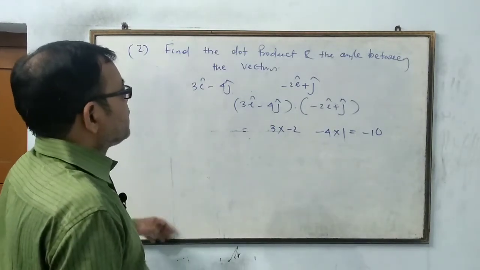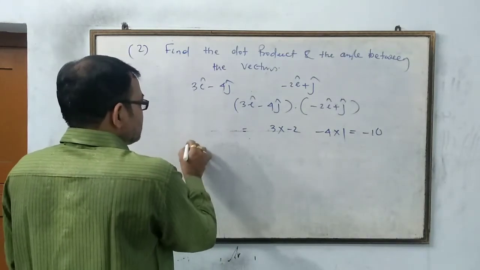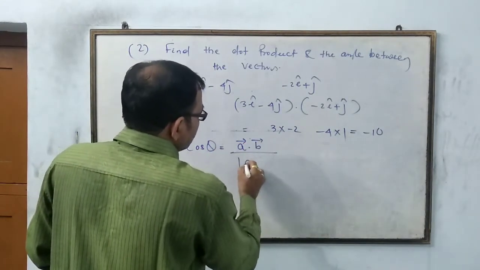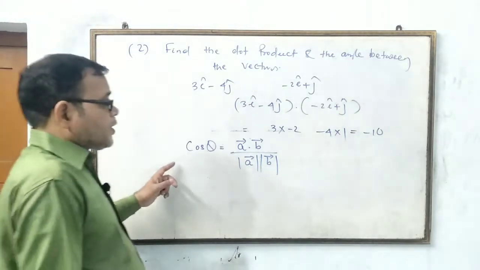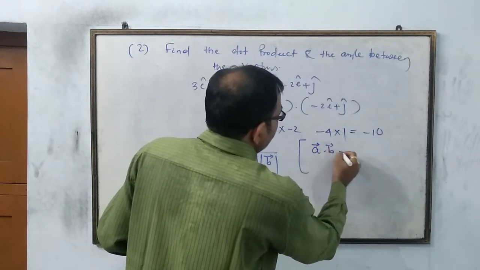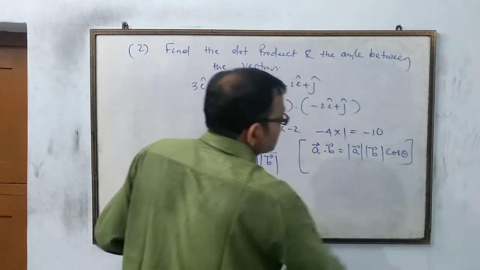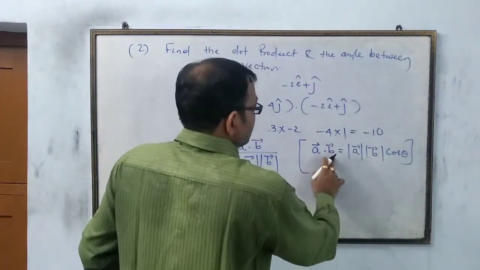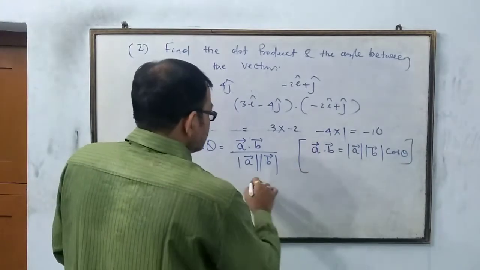Now what is the angle between the vectors? For this we use the concept: cos theta is equal to a dot b by magnitude of a into magnitude of b, because you know that a dot b equals magnitude of a into magnitude of b into cos theta. Therefore cos theta equals a dot b by magnitude of a into magnitude of b. Now a dot b we got is minus 10.